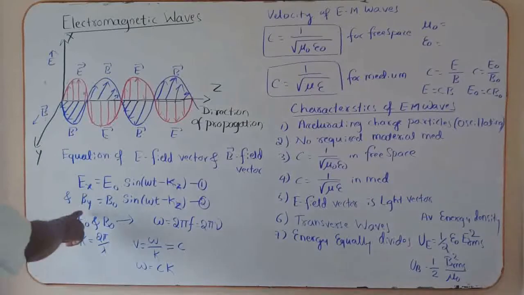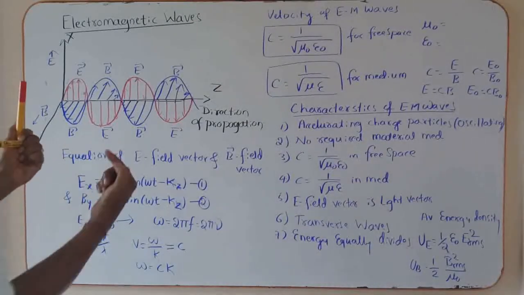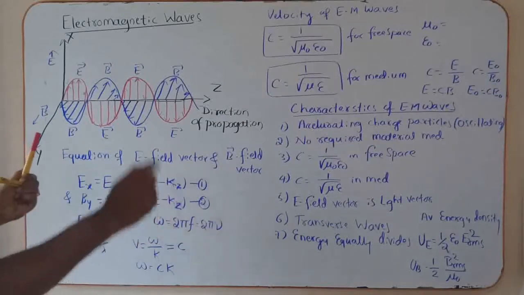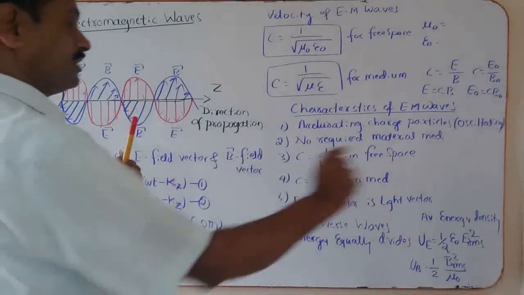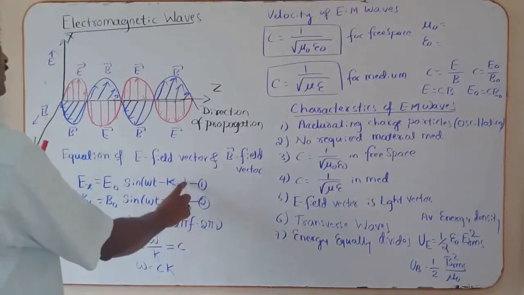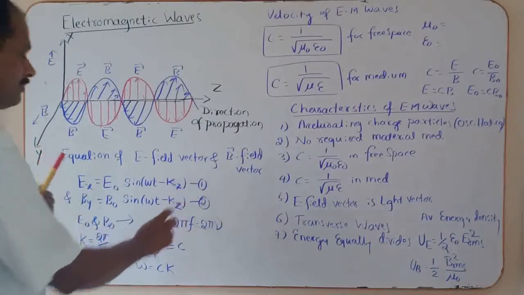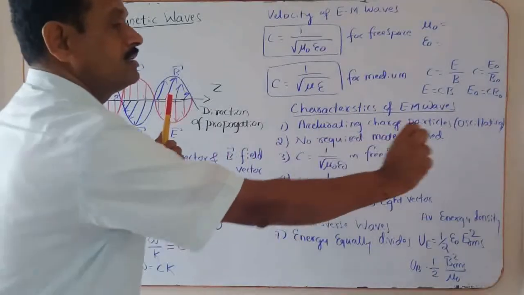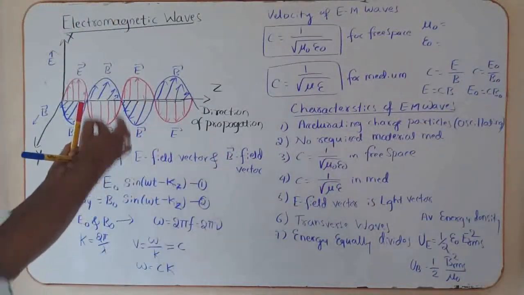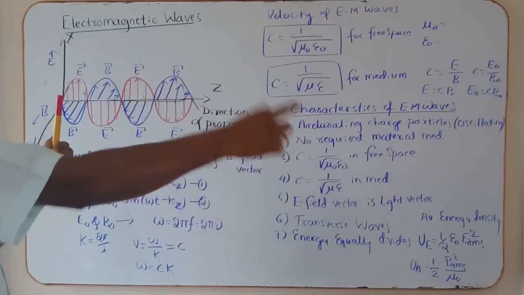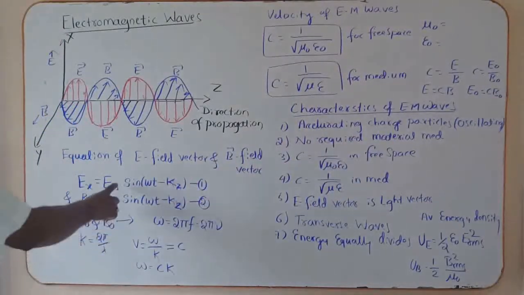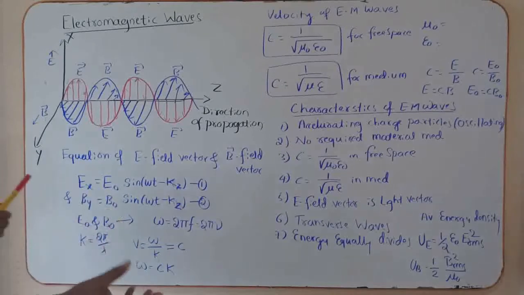Now, the equation for the magnetic field vector varies sinusoidally like this: B0 sin(omega t minus k z). Z is the direction of the propagation. Z is common for both the electric field vector and the magnetic field vector, because they both propagate along the z-axis. But the variation of the electric field vector is along the x-axis, and the variation of the magnetic field is along the y-axis. E0 and B0 are the peak values.